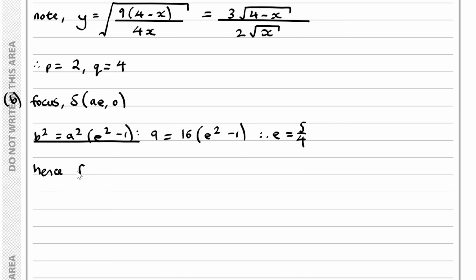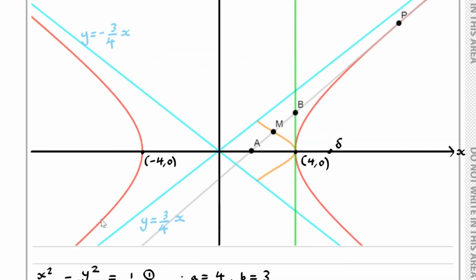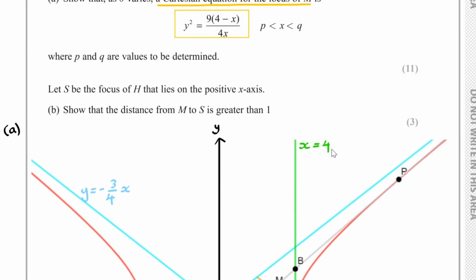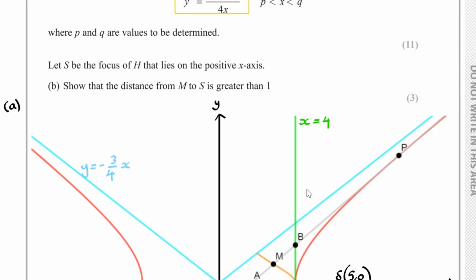So we can therefore say that the focus is at x equals AE. So we have A, which is 4, times E, which is 5 over 4, which is 5. And therefore S has coordinates 5, 0. Let's just add this to the diagram. So here we have 5, 0. And what did we have to show? We have to show that the distance from M to S is greater than 1.